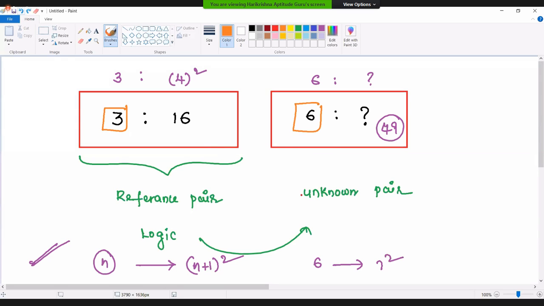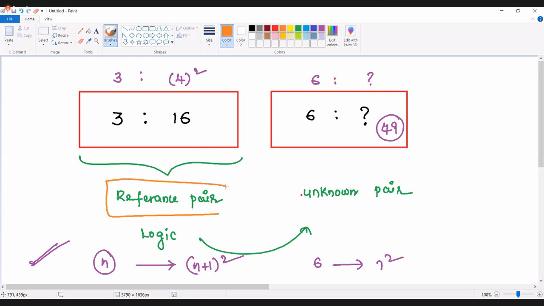What you have to remember in all analogy questions is to take the reference pair as your basis. In the reference pair, understand the logic between the elements. The same logic we have to apply to get the unknown quantity. That is what you have to do in analogy. This is called number analogy because numbers are involved.